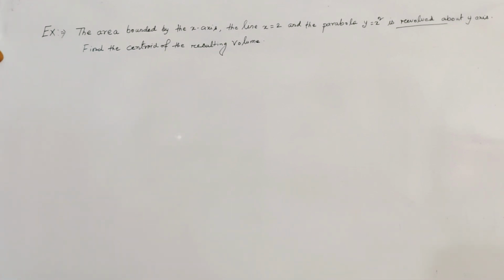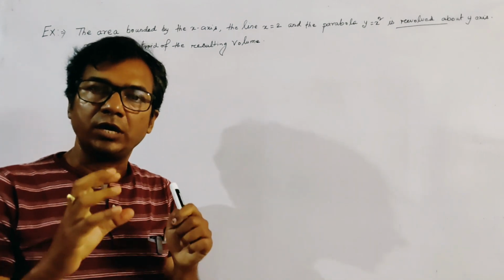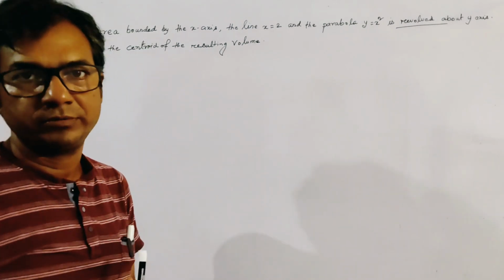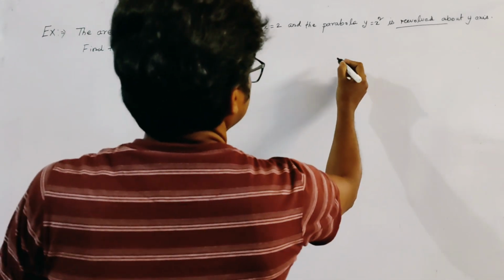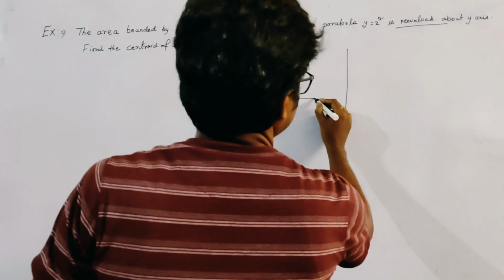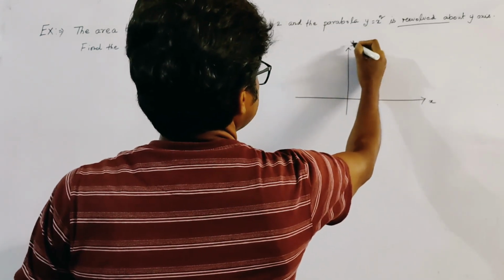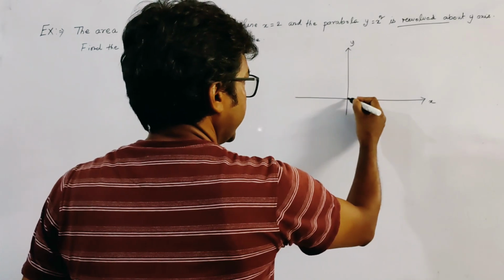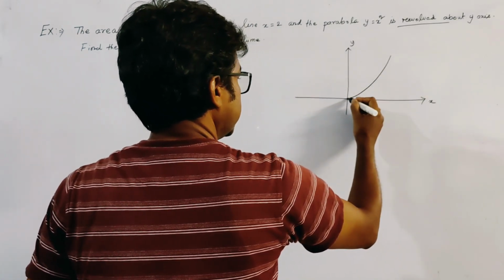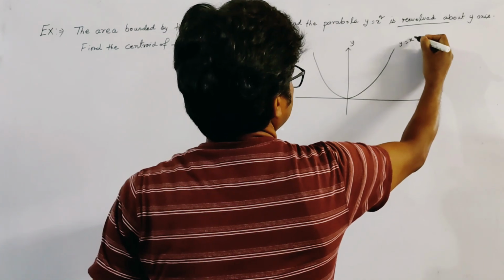We first draw a rough sketch of the area, then we try to sketch the volume of revolution. Here it is given that this is the x-axis, this is the y-axis, and y equal to x square is a parabola that looks like this. This is the parabola y equal to x square.